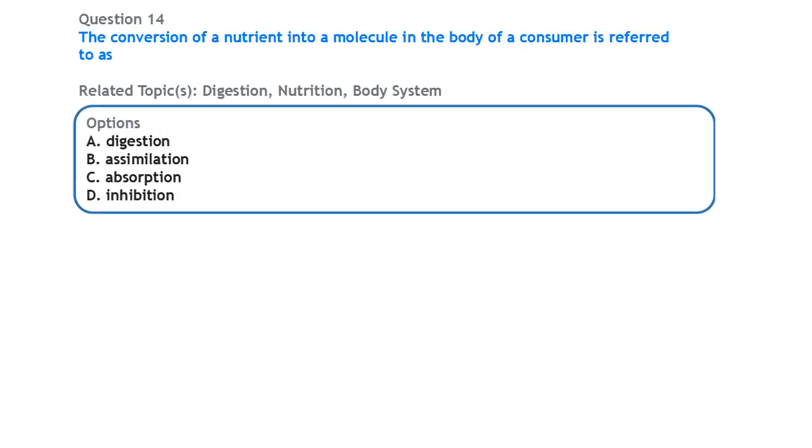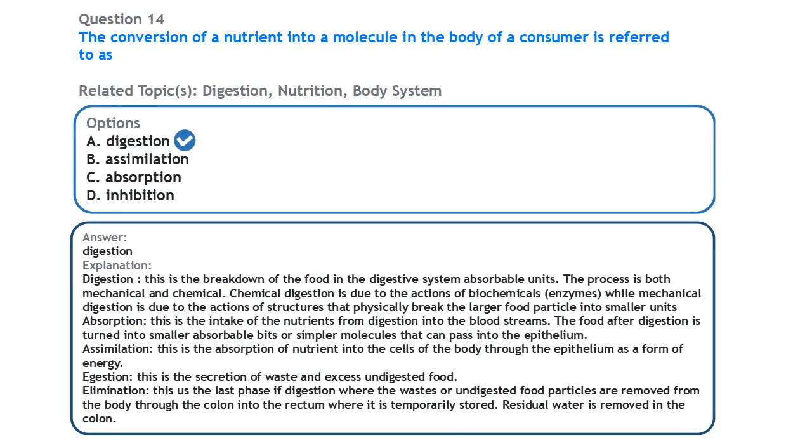Next, on digestion, the conversion of a nutrient into a molecule in the body of a consumer is referred to as digestion. The conversion of a nutrient into a molecule that is then absorbed by the body of the consumer is regarded as digestion. What we call absorption here is the intake of the nutrients resulting from digestion. The flow of the nutrients into the bloodstream is what is regarded as absorption. Assimilation is then the intake of those nutrients into the cell from the blood.